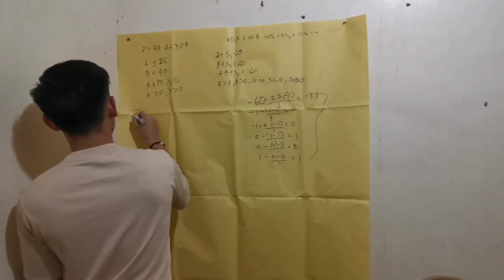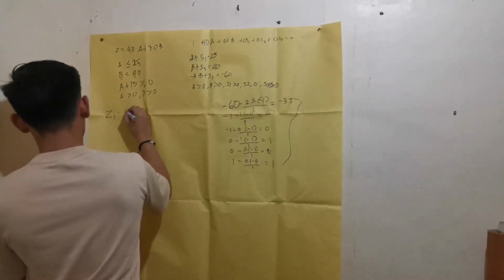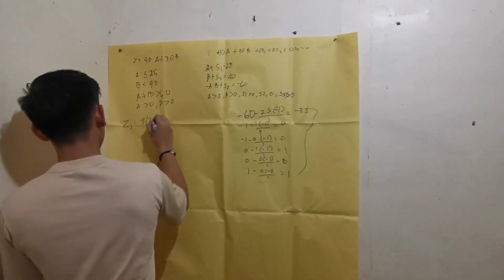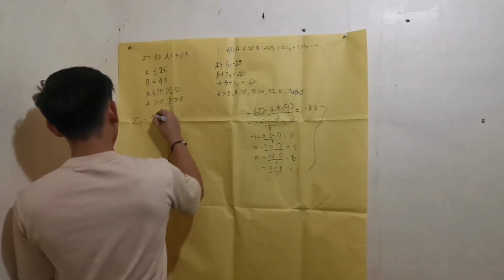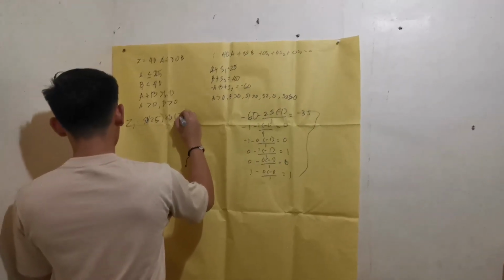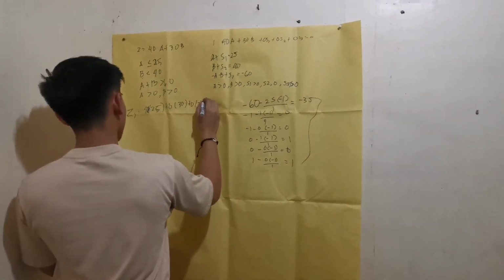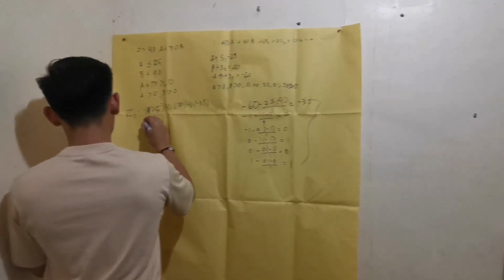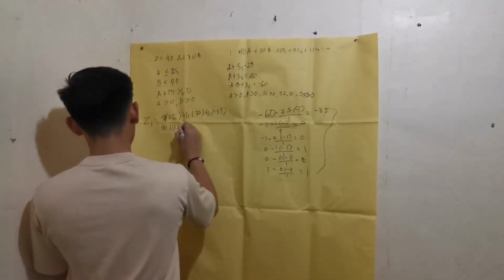Na-change na siya. Ito na yun. Tingnan na natin siya sa ating tableau. Kunin na naman natin yung c sub j. So, medyo nabago siya kasi may 40 na dito. Tapos, sulat ko na lang: 40 times 25 plus 0, and 30 plus 0, and 35, 40.